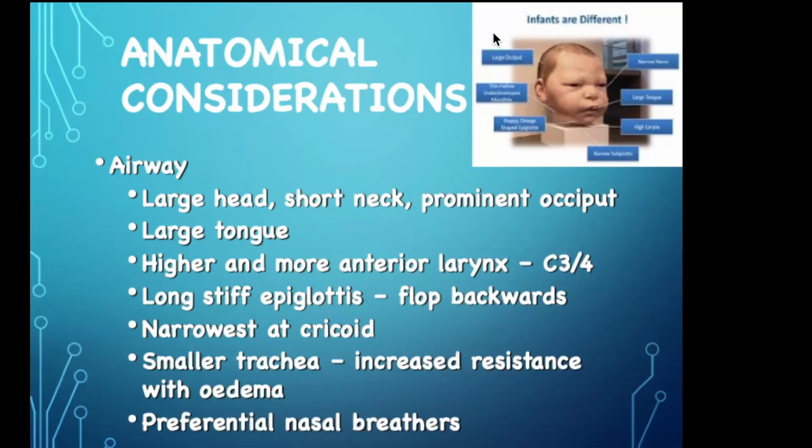It is still controversial. Is it narrowest at the inlet or the cricoid? I don't think it's that important. The second point is what's really important. They have a smaller trachea and therefore an increased resistance with oedema. So again, if you remember Laplace's law, okay, if you decrease the radius, you increase the resistance exponentially, to the power of 4, that the airway is going to have.